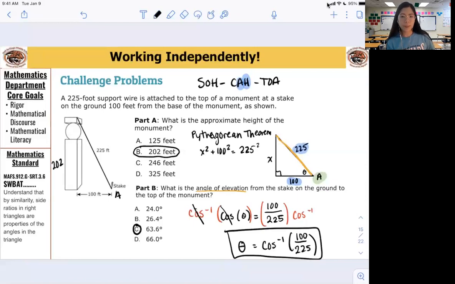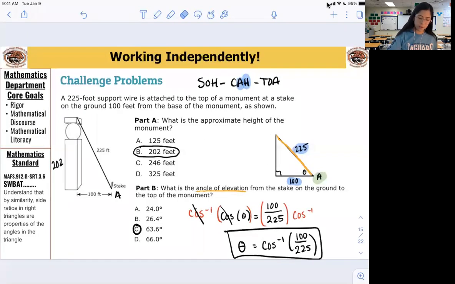No? Okay. Cool. And then for part B, since we figured out the answer in part A, that this was 202, then it asked us for the angle of elevation. Remember, the angle of elevation is from the ground up. So this is my angle of elevation right here. And since I knew all three sides, you can use the sine, the cosine, or the tangent. You can use whichever one you want.